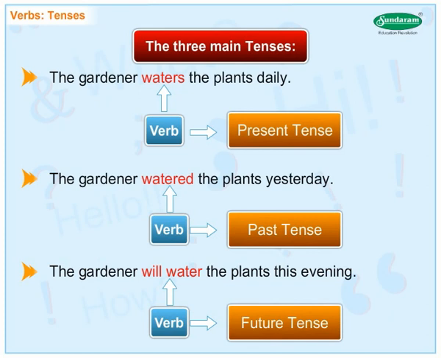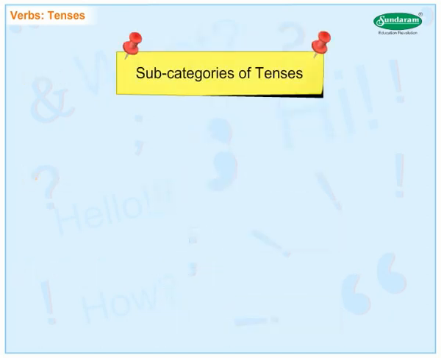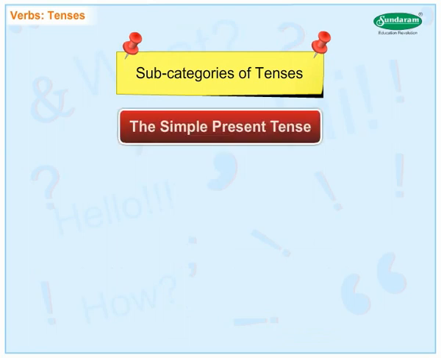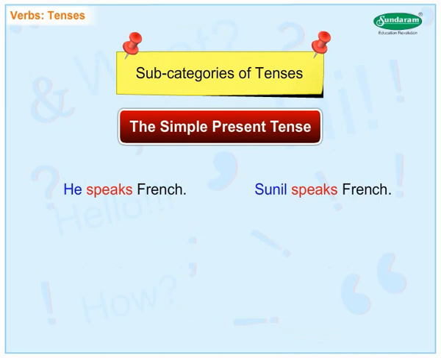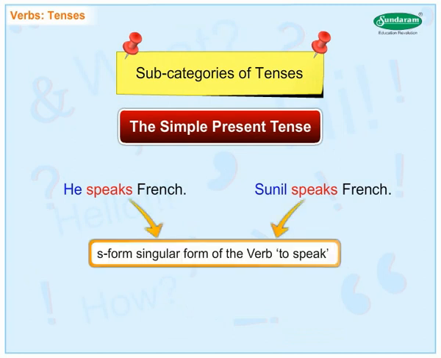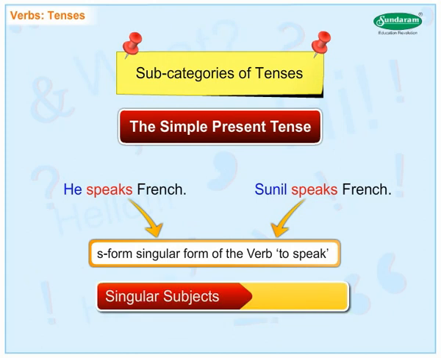After having seen the three main tenses, let us now understand their subcategories with the help of the following examples. The simple present tense. He speaks French. Sunil speaks French. In both cases, the verb is to speak. In the simple present tense, the S form or the singular form of the verb is used with singular subjects such as he, she, it, Sunil, etc.